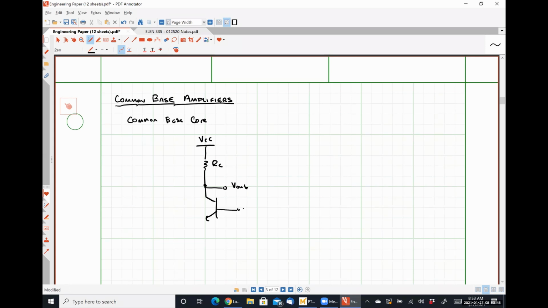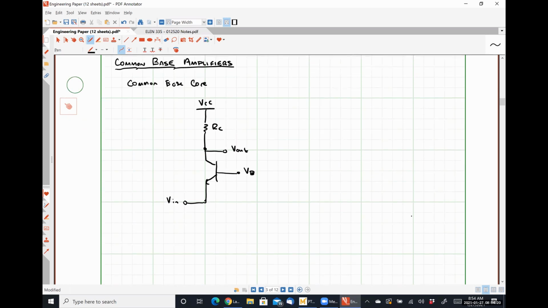Now we are biasing our transistor with a fixed base voltage. And then lastly, we are applying our input at our emitter terminal. So anytime we see that the input is applied at the emitter and the output is sensed at the collector, that is a common base amplifier, okay?